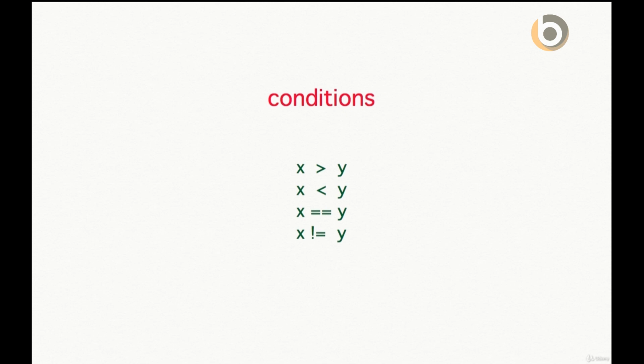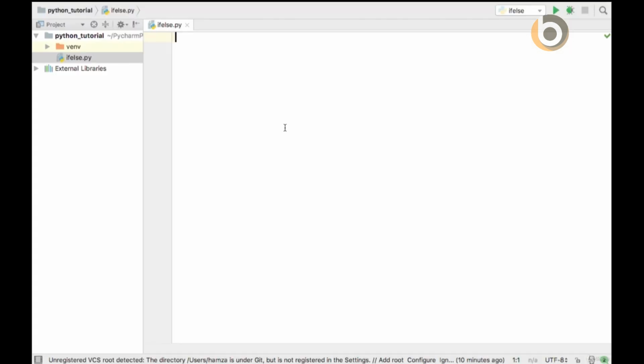Now let's write some code to get a better understanding of conditionals. In this example of if and else, I will create two variables. Then we will check whether variable 1 is greater than variable 2 by using if and else clause. So let's make a variable x and assign it a value 20. Let's make another variable y and assign value 30 to it.